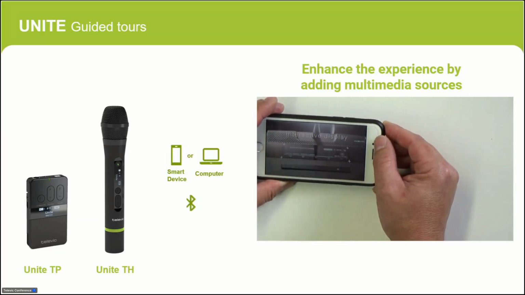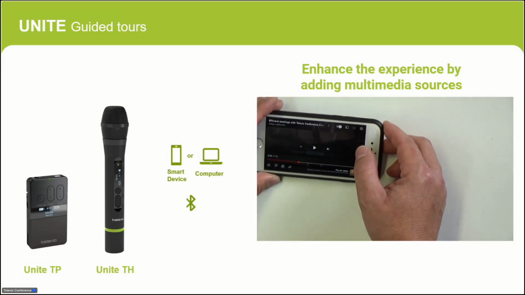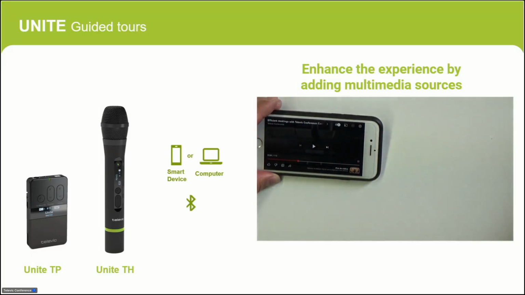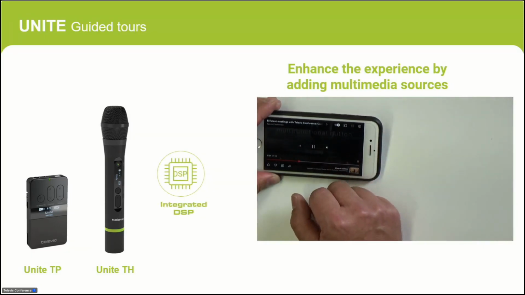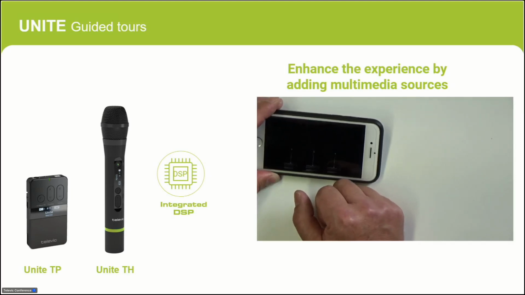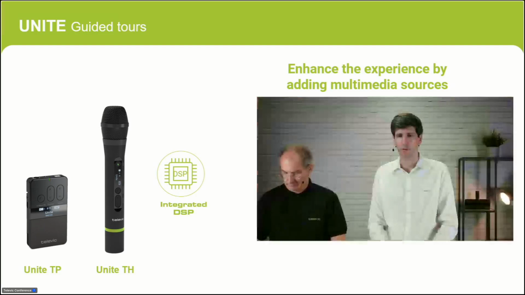So I also heard that one of the interesting features on Unite is the embedded DSP. What does it mean exactly? Yes, you can activate a lot of options: noise gate, noise canceller, and ducker. What is a ducker exactly? When I speak over an external audio source, the level decreases automatically. So you can hear me just fine. Okay.